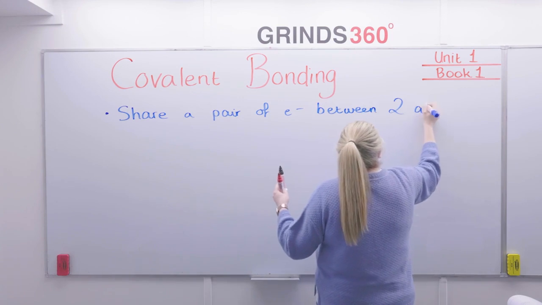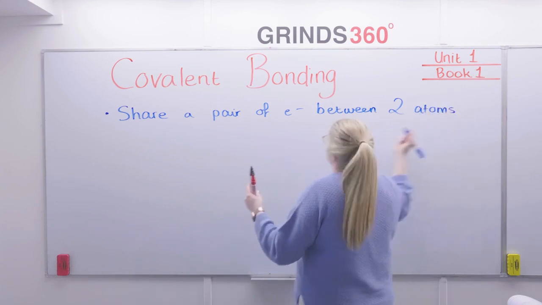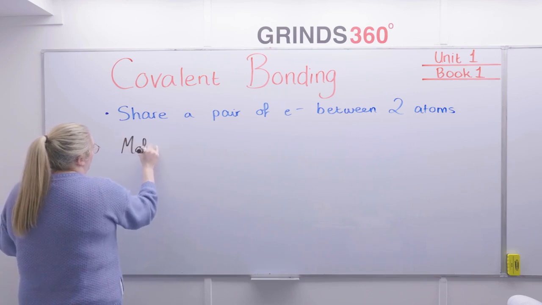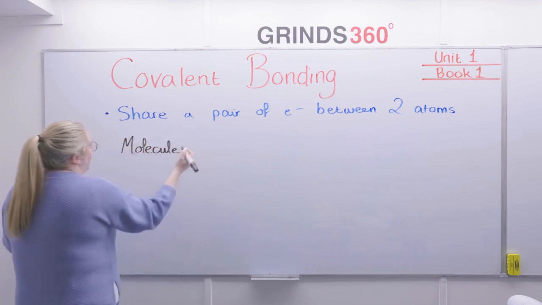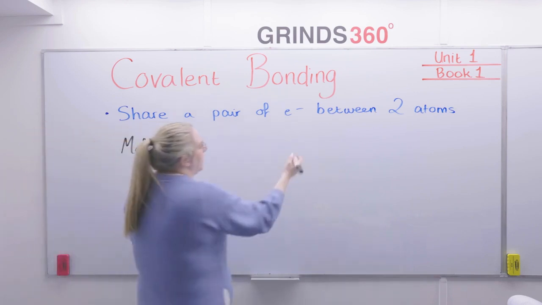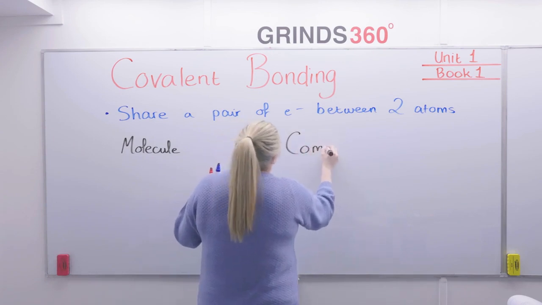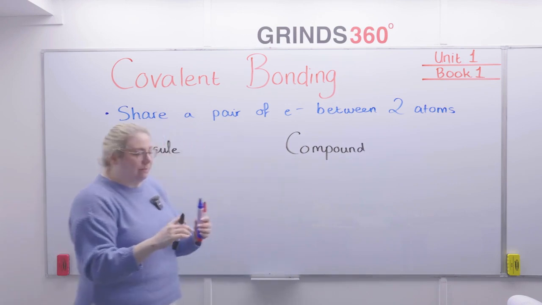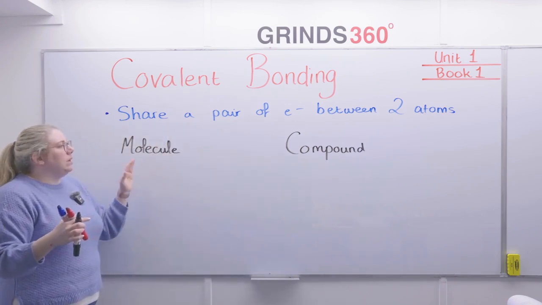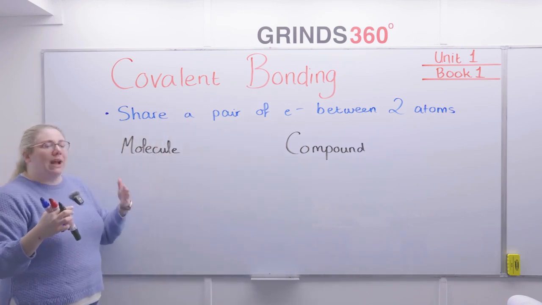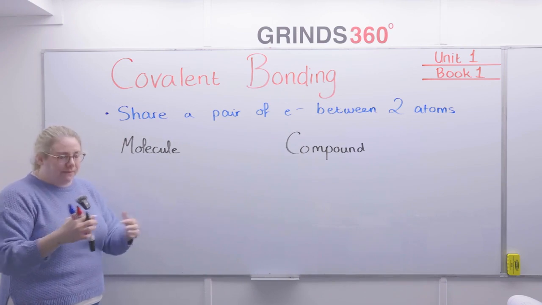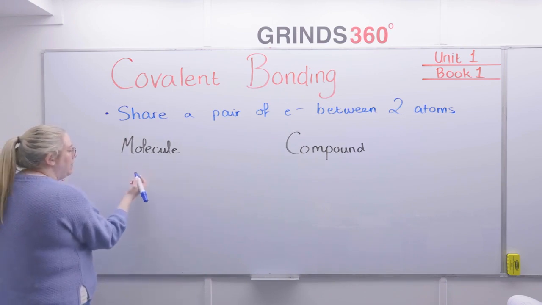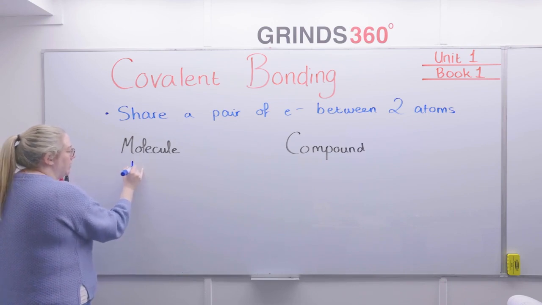Now, when this happens, you will form a molecule. Now, the word molecule, there's two words that people come across and confuse them. We have molecule and we have compound. Now, they might be the same thing or they might not. It depends. A molecule is where you have two or more atoms that are bonded together, specifically covalently bonded. So an example of a molecule would be water.